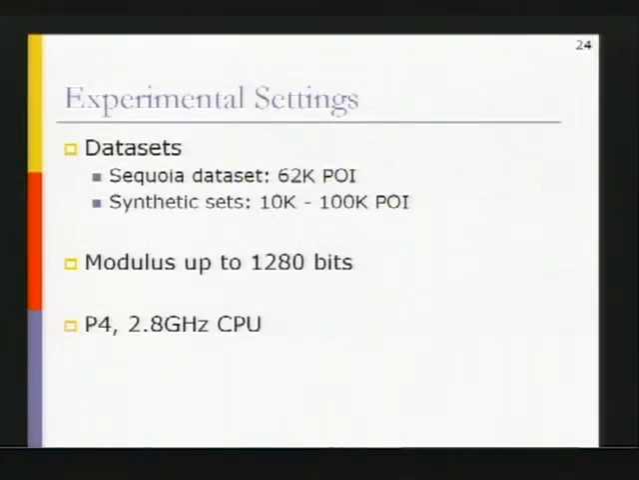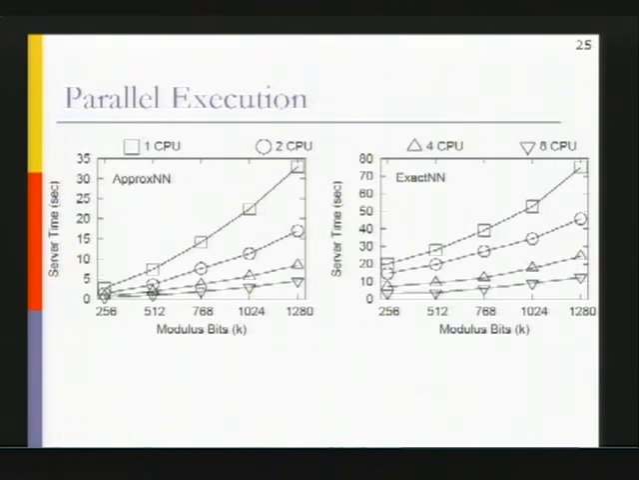Okay, for the experiments we have used both real and synthetic data sets. I will only present the results with real data. We have used different modulus bits. By modulus I mean that large n, which is the product of primes, which again is similar to what you have in an RSA key. And let's see what we have obtained.